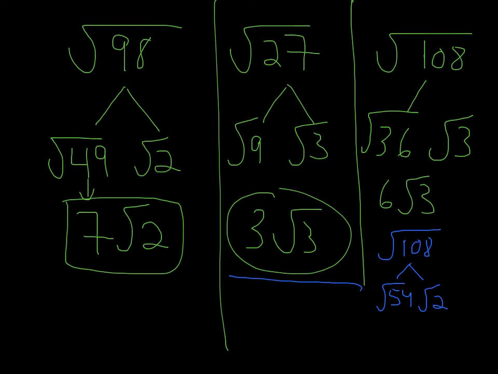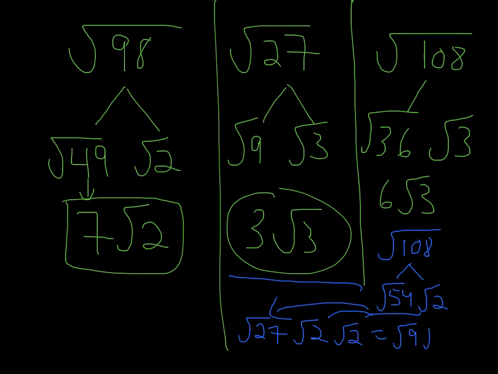Square root of 54. Well, 54, if I break that down, there are quick ways to do it, but I'm doing the long way. Square root of 54 is square root of 27 times square root of 2. So both of these are 54. I bring down the square root of 2 again. Equal to, well, square root of 27 is square root of 9 times square root of 3. And now notice this square root of 2 times square root of 2. Anytime we have a square root times itself, we get that number without the square root. So that's just going to be 2.